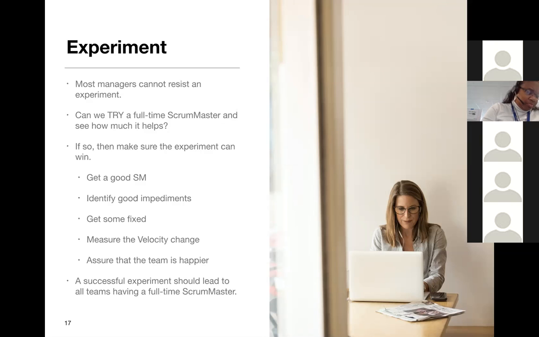Obviously you need to get some of those impediments fixed and then measure something. I'm recommending the change in velocity. And then I think also you need to assure that the team is also, at the same time that they're increasing the velocity, they're happier. Again, we're working smarter, not harder.